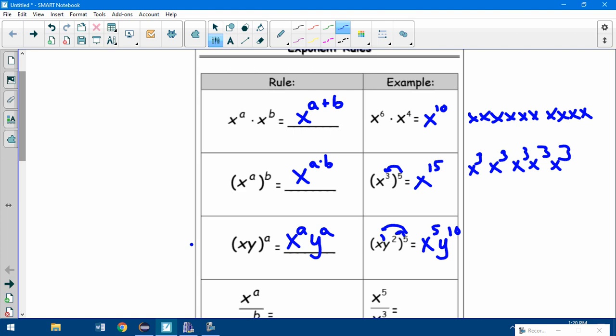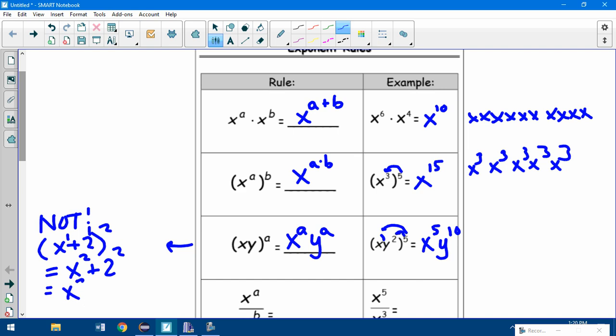Now, this is a side note. What this is not is something like if I had x plus 2 squared, is that equal to x squared plus 2 squared? Or x squared plus 4? No, of course not. Why not?